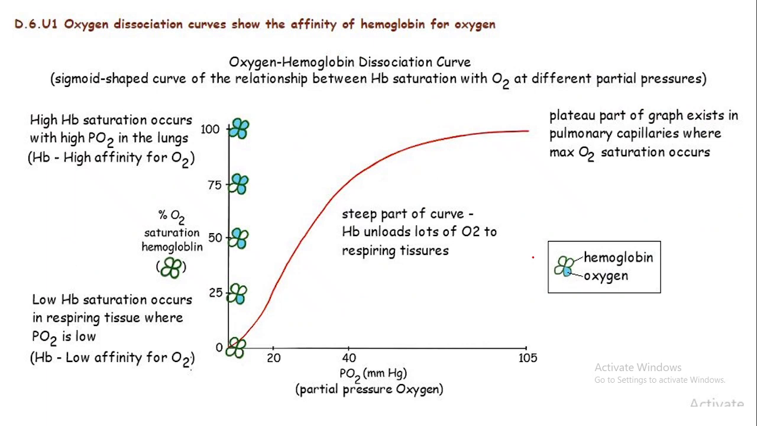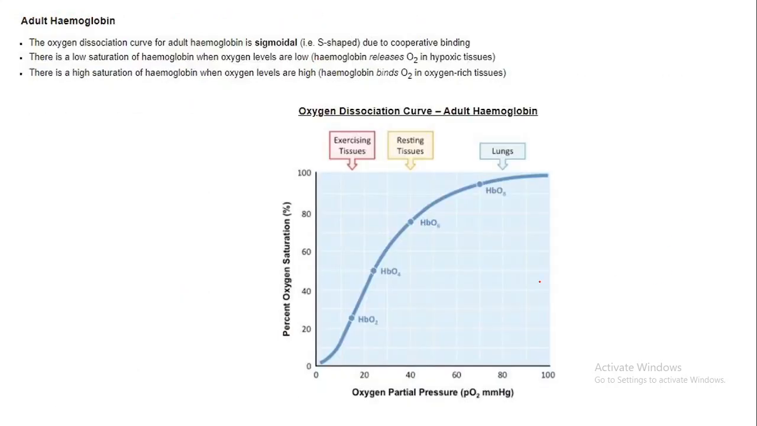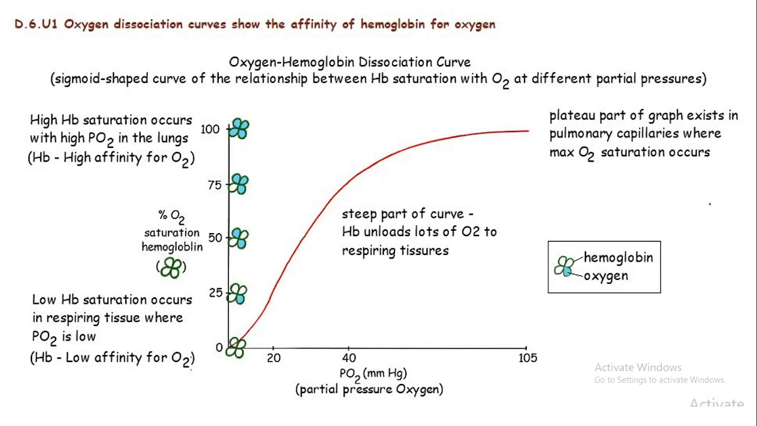Oxygen dissociation curves show the affinity of hemoglobin for oxygen. So the oxygen hemoglobin dissociation curve is a sigmoid shaped curve. Sigmoid means this shape, somewhat S shape. So it is a sigmoid curve of the relationship between Hb, hemoglobin saturation, and oxygen at different partial pressures. Saturation is nothing but getting filled.